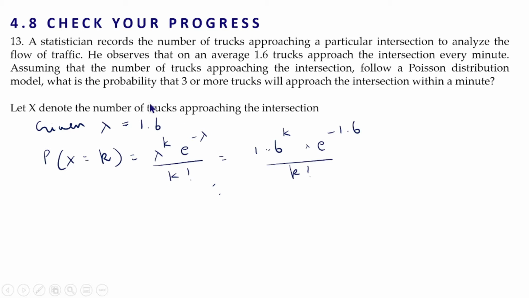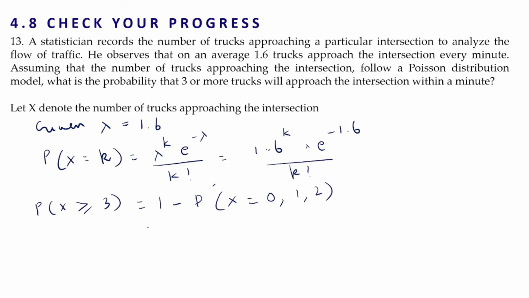Now we need to find the probability that 3 or more trucks will approach the intersection within a minute. So we have to find probability of x greater than or equal to 3. Now this probability of x greater than or equal to 3 is 1 minus probability of x less than 3, or 1 minus probability of x is equal to 0, 1, 2. So this we can easily find by substituting k as 0, 1 and 2, and then when we simplify we will be able to find the probability that 3 or more trucks will approach the intersection within a minute.